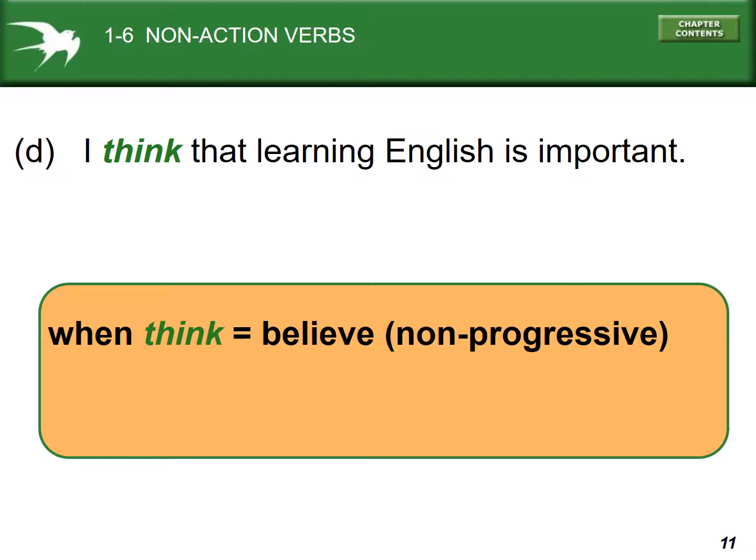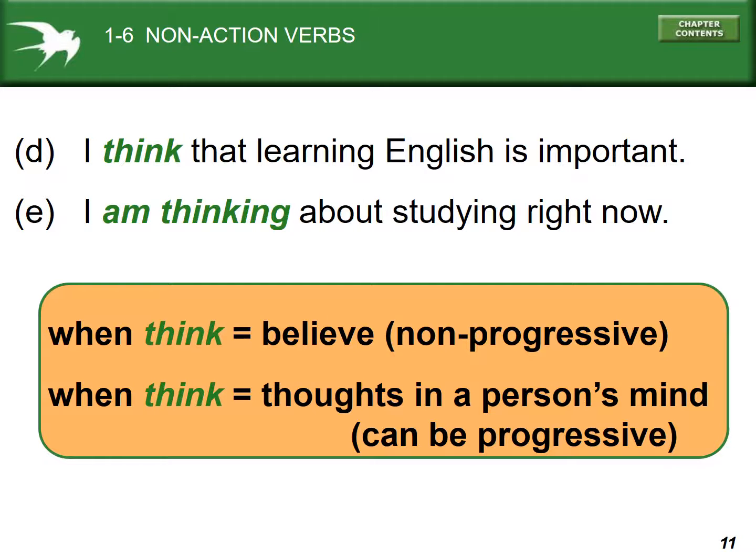So when think refers to a belief, it is non-progressive. When you have thoughts in your head at a moment, like I am thinking about lunch because I'm hungry, that is an action. I am thinking about studying right now, thoughts in a person's mind. So I think that learning English is important, which means I believe that learning English is important. I am thinking about studying right now. Those are the thoughts that are in my head right now.